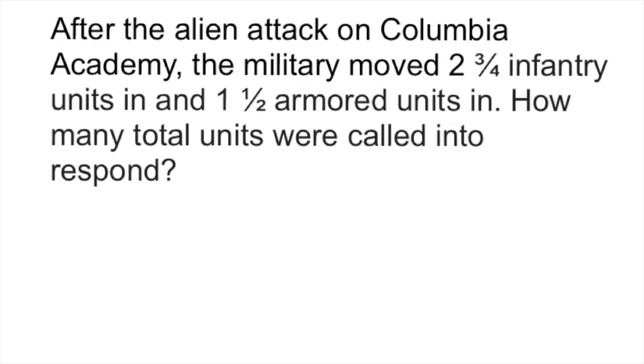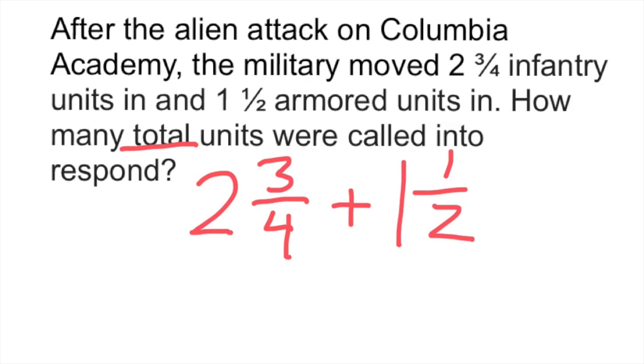So we need to add because we were asked to find the total. So 2 3/4 plus 1.5. Right now we are not able to add these together because the fractions have different denominators. We must have denominators that are the same. So you can find the least common multiple by skip counting 2s and 4s and finding the first number that they share.